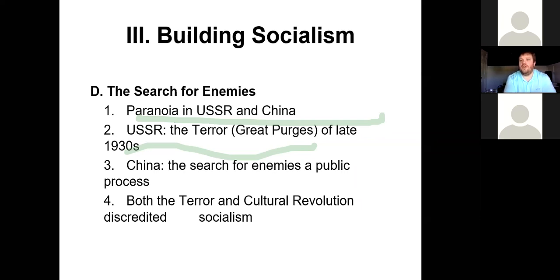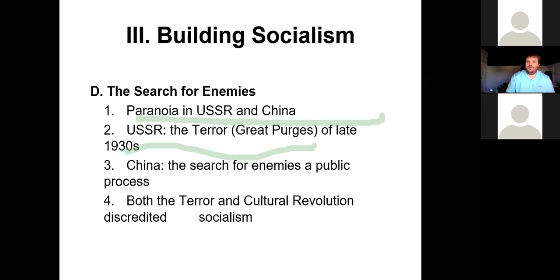So within the Soviet Union, you have the Terror, or the Great Purges of the 1930s. This enveloped millions of Russians, including tens of thousands of prominent communists. Many were sentenced to harsh labor camps, or the Gulag. If you've been playing Warzone, that's where the name comes from. Nearly 1 million people were executed between 1936 and 1941. And again, this is their own people. These are communists that are being killed by their own communist government.